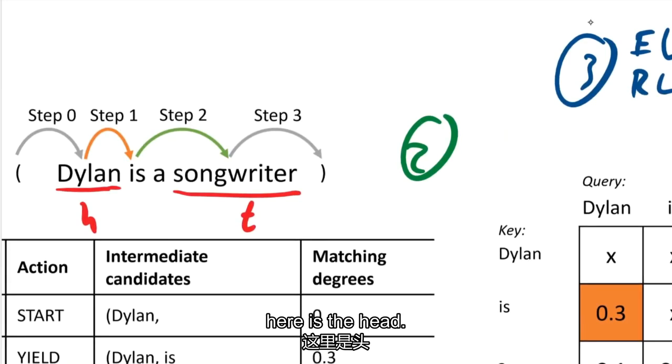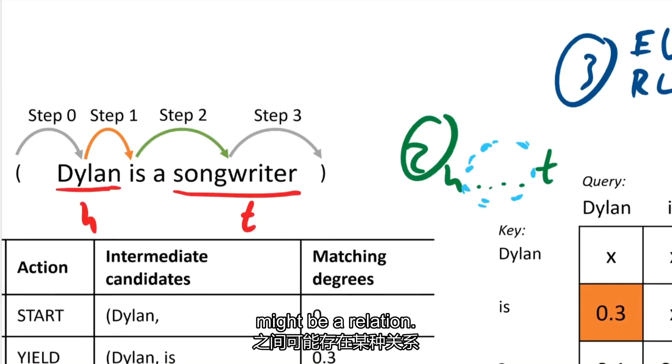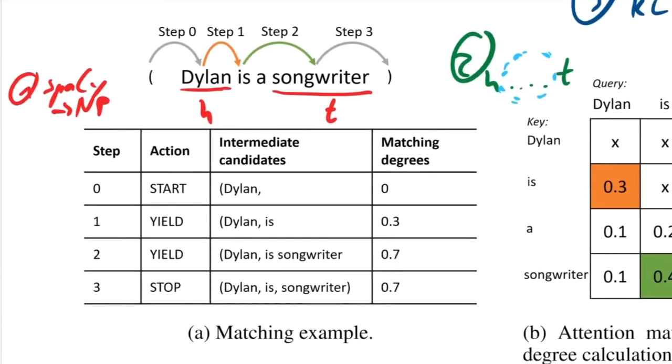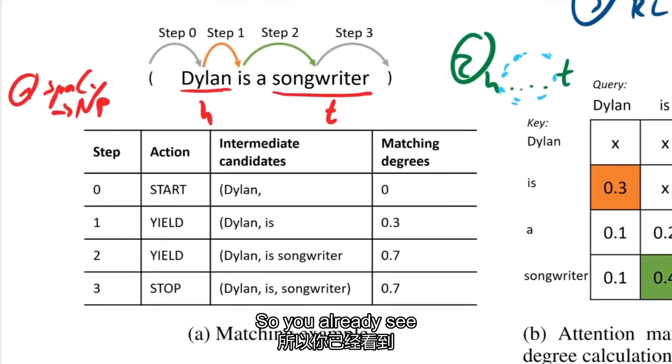Step two is, here is the head, and here is the tail in the text. Somewhere in between, there might be a relation, and we need to figure out where that is. Okay? So how does this method figure it out? You already see the assumptions here are very restrictive, right? You use Spacey to extract basically noun phrases, which means you're probably already going to miss a lot of things that are not recognized as noun phrases. And they also say that Spacey's annotations are sometimes error prone, and that's why they miss a lot of things.